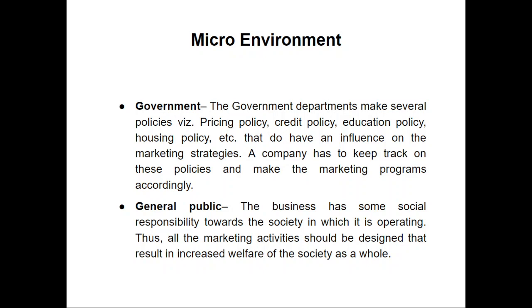If it is going to create harm and hazards to the society, then such companies will not survive long. If it is going to create well-being and welfare to the society, such companies will be given more chance and more opportunities to expand and explore better business prospects in future. Hence, these are all the elements of microenvironment. Thanks for listening.